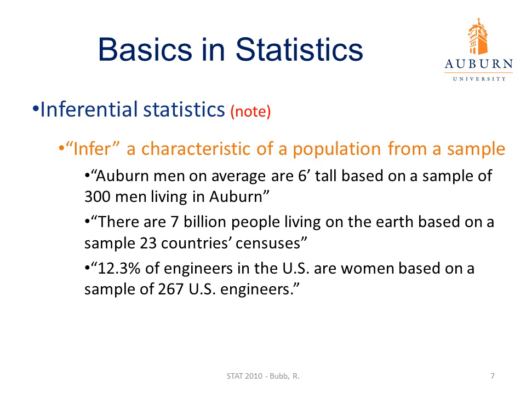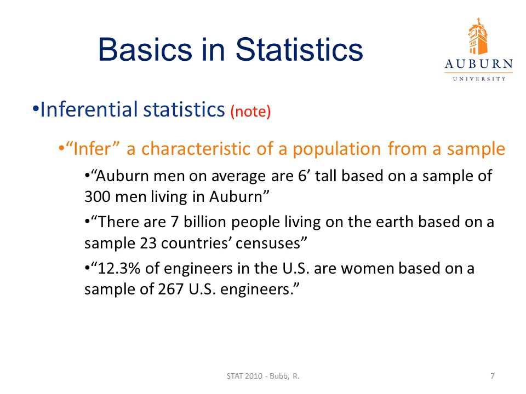A final example might be that 12.3% of engineers in the U.S. are women based on a sample of 267 U.S. engineers. Again, we didn't look at every single engineer and ask if they were male or female in the U.S. What we did is we took a sample of 267, and 12.3% of those 267 engineers were female. And so we infer, or we guess, based on that sample, that in the population of engineers, 12.3% are women. And so that's inferential statistics. We take descriptive information from a sample and we use it to infer to a population.